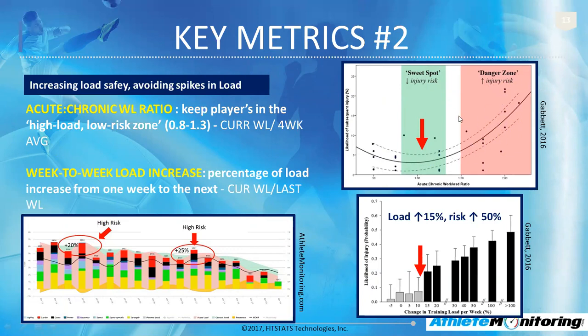And the risk of injury is not just instantaneous. There is typically a latency of 7 to 10 days. So if you see a peak in acute chronic workload ratio, or even in week-to-week load increase, you need to be careful for the days after that. Keeping the acute chronic workload ratio within this zone, 0.8 to 1.3 units, helps you keep your athlete in the right zone.